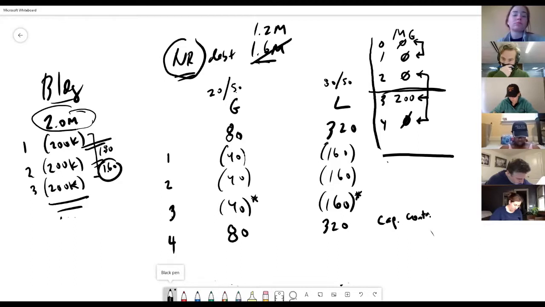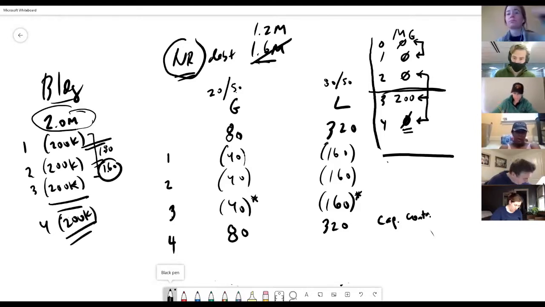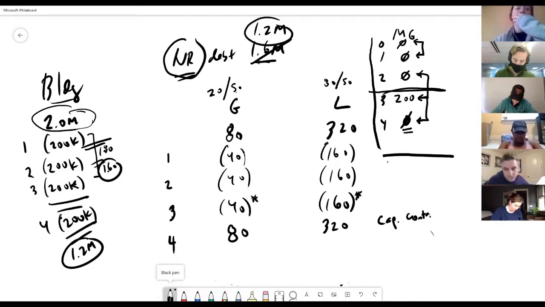And again, the big thing is in year 4, we have no minimum gain. In year 4, we got 200 of depreciation. That takes our book value down to 1.2 million. If we sold the property subject to non-recourse debt at the end of year 4 for 1.2 million, we'd have no minimum gain.